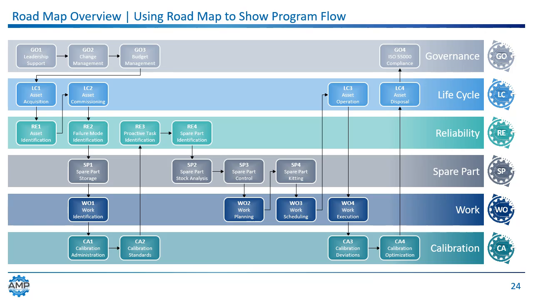Here's another way to look at the process flow between AMP functions, starting at the top left with governance function G01, leadership support. The governance functions continue, preparing the way for LC1, asset acquisition. Like I said before, this is a representation for clarity. In practice, there can be some overlap in developing the functions. This slide is really included as a ready reference in the guidebook for this course, but there's two main points I'd like to leave you with here.